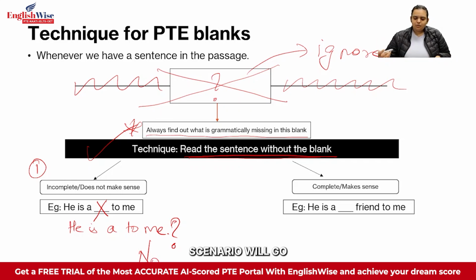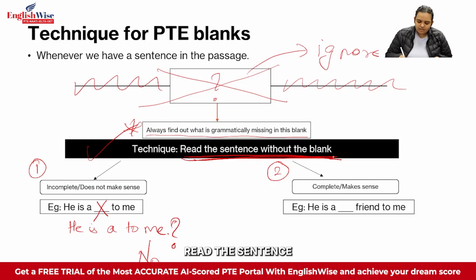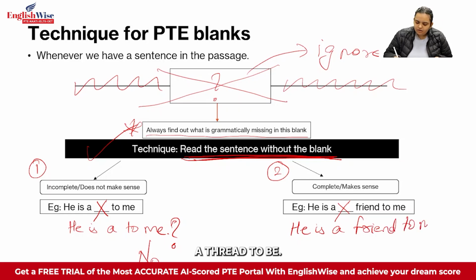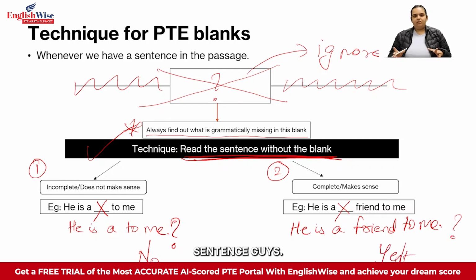Or the second scenario will go something like this: your sentence will be complete or it will make sense. So again, I have a sentence here. He is a dash friend to me. Again, I will apply our technique: read the sentence without the blank. I'll not read this blank and I'll read the other part of the sentence. It says, he is a friend to me. Now over here, is this a complete sentence? Yes. It is a very well complete sentence, guys.